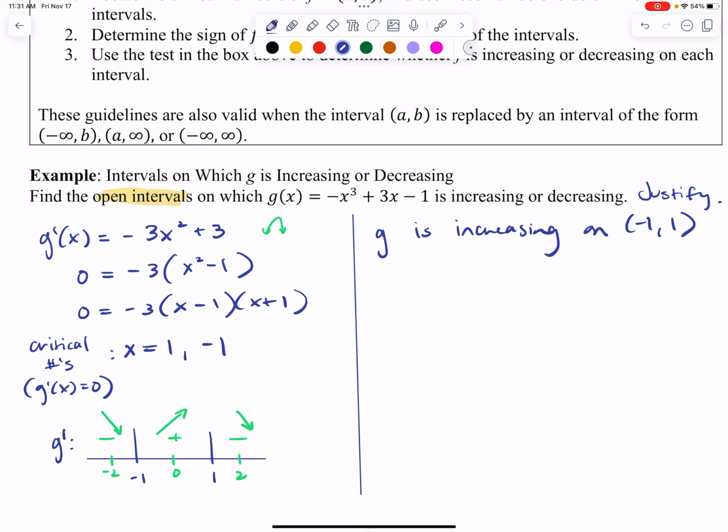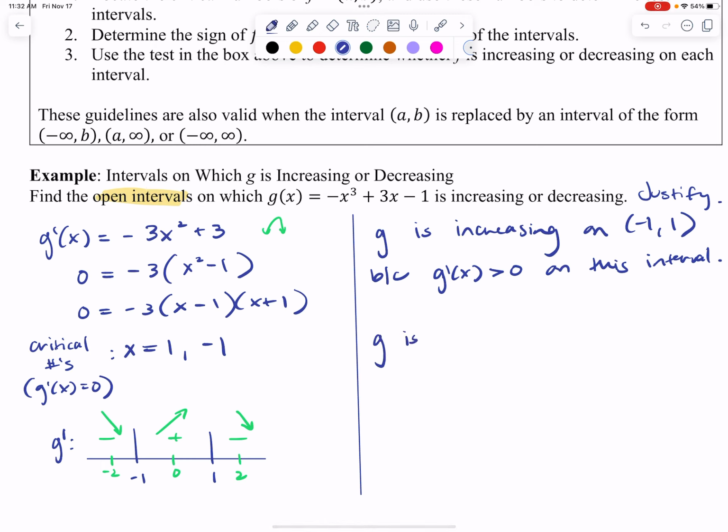So G is increasing on the interval from -1 to 1 because G prime is greater than 0 on this interval. We want to be specific. It's not positive everywhere, it's just positive on that interval.